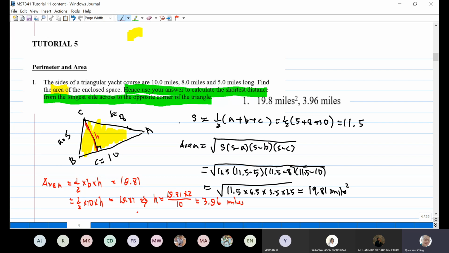And then use another formula for the triangle, half times base times height, equal to the 19.81 found earlier. Then you can find out what the height is. The height is the one you're looking for. This is the height here. If you read the question carefully, you can calculate the shortest distance from the longer side across to the opposite corner of the triangle, and that is the height you're looking for.